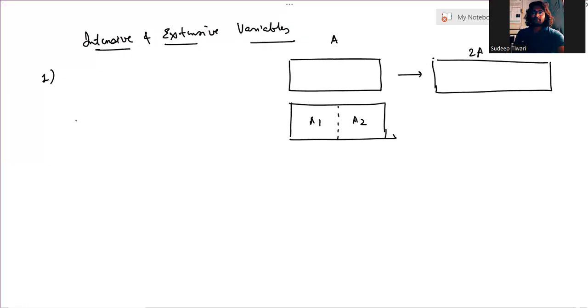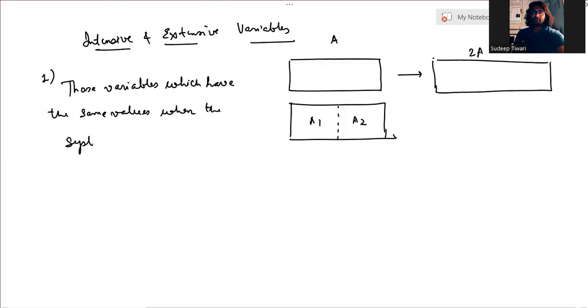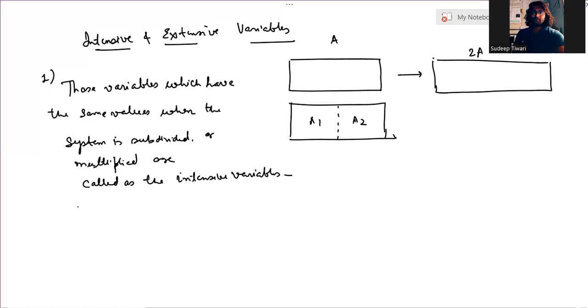Those variables which have the same values when the system is subdivided or multiplied are called the intensive variables. Otherwise, they are called the extensive variables.